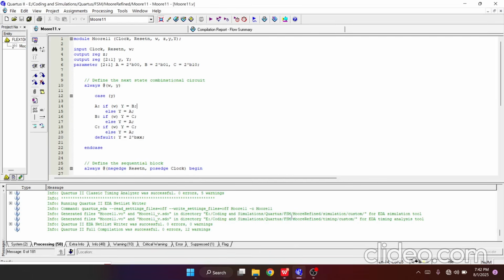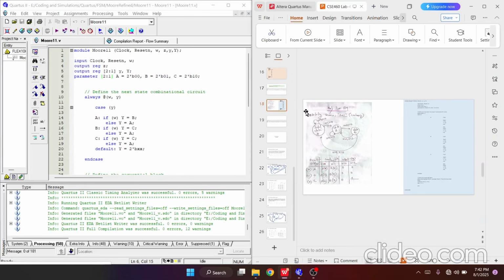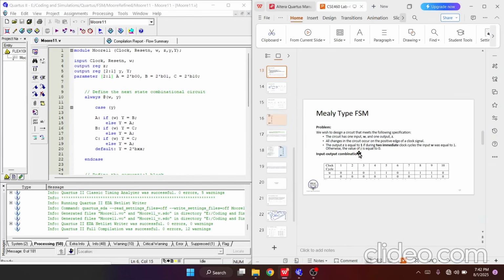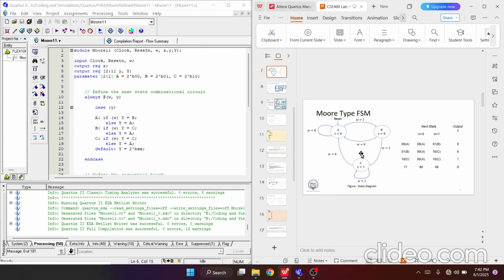For a very simple problem which you have already done in your theory part, the 1-1 overlapping Moore sequence, this is the code. In this code, I have declared the inputs and outputs here, and I have declared 3 parameters. Let me show you side by side for your convenience. Here is the Moore type FSM, and here is the corresponding code.